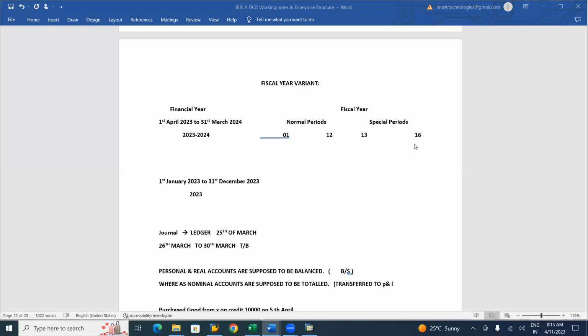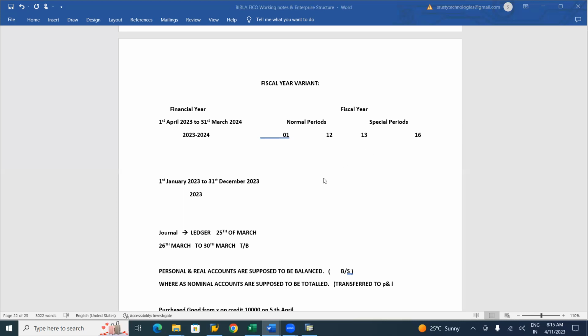Clear? We can have 1 period, 2 periods, 3 periods of special periods. Maximum we can have 4 periods. What is a special period object? We can do the adjustments, and that can be fit directly into your final accounts.